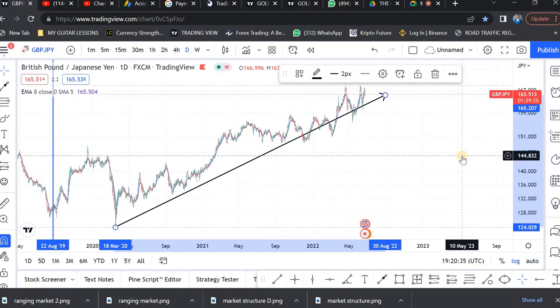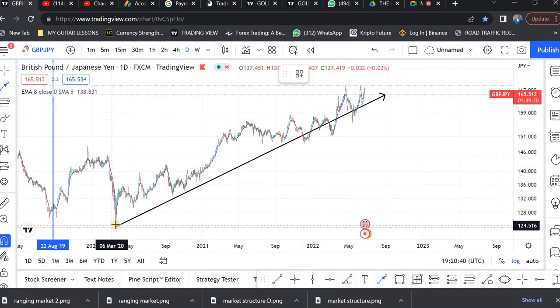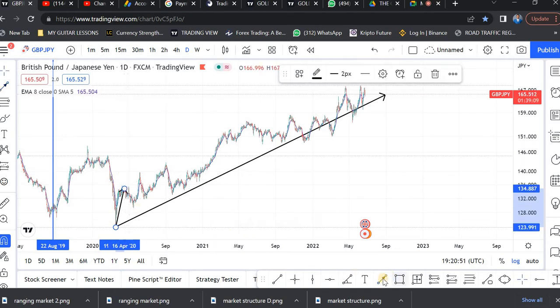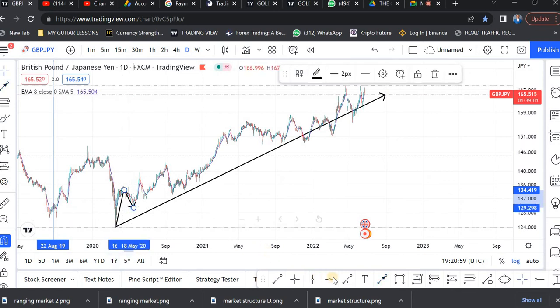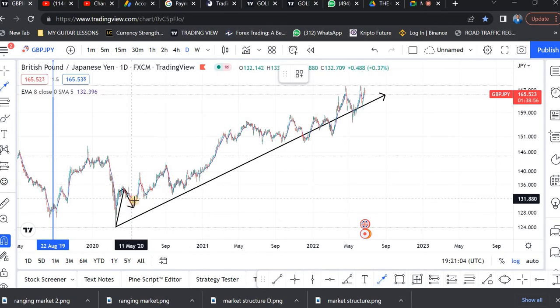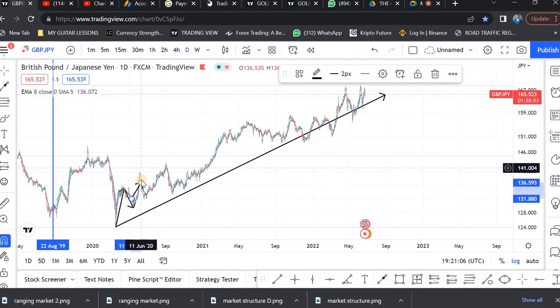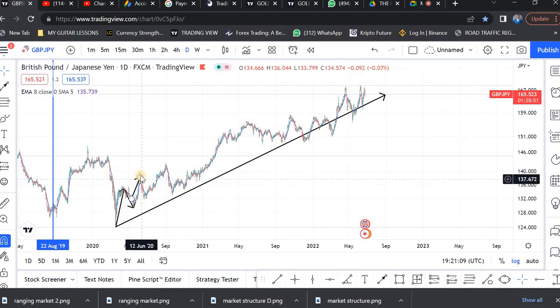Okay, so let's look at something here. The market's price started from here. Okay, and then there was an impulsive move up. Look, this is the impulsive move up. Then the market retraced. Okay, it came down a little up to this point. So this is the retracement point. Then there was another impulsive move up. It moved up again up to this point. So this is another impulsive move.